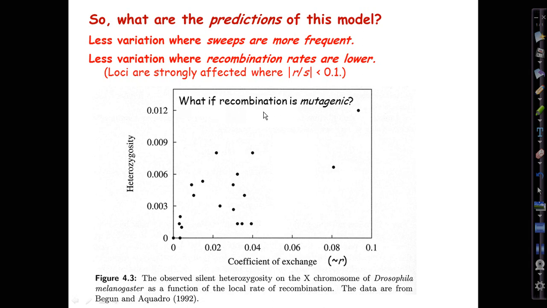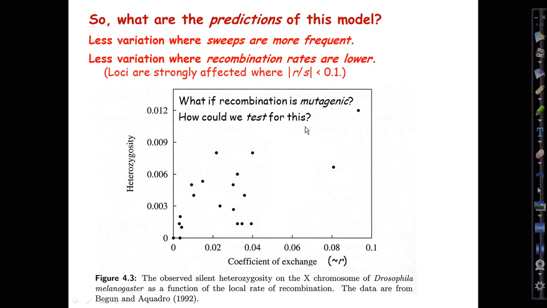They considered an alternative hypothesis, probably suggested by a referee of the paper. What if the recombination itself was mutagenic? Maybe that's why zones of higher recombination have more heterozygosity. Maybe the mutation rate is higher. And obviously they thought about that long and hard, came up with a lovely way to show that it wasn't plausibly true.